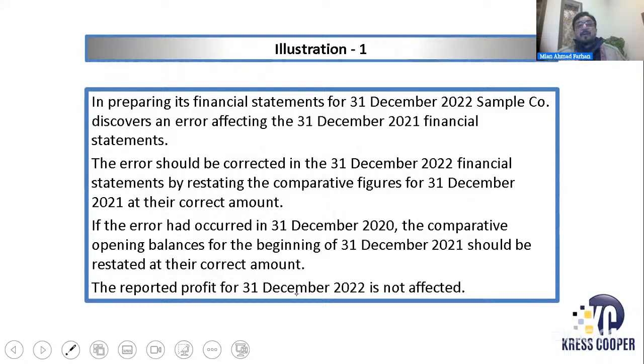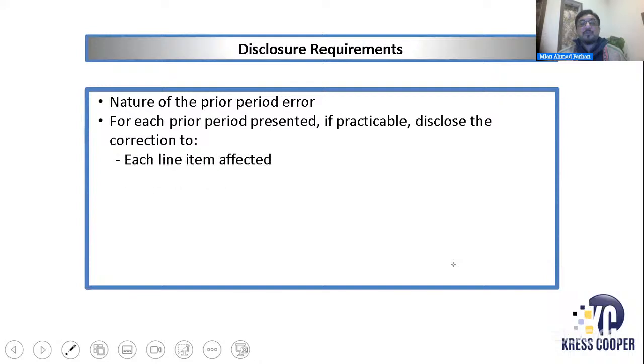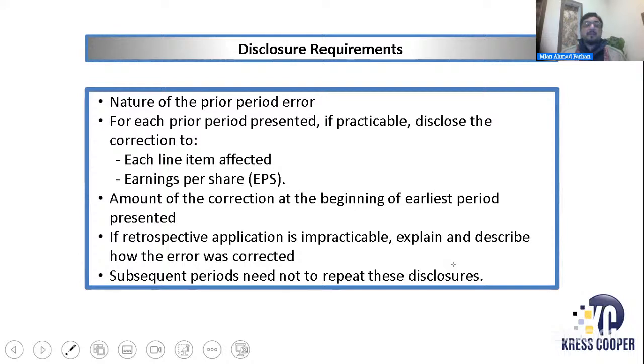In preparing the financial statements for the year ending on 31st December 22, Sample Company discovers an error affecting the 31st December 21 financial statements. The error should be corrected in the 31st December 22 financial statements by restating the comparative figures for 31. Okay. This is what, in fact, I was discussing with you in the previous working, and the disclosure required in this case is the nature of the prior period error.